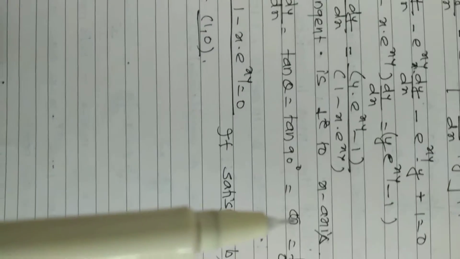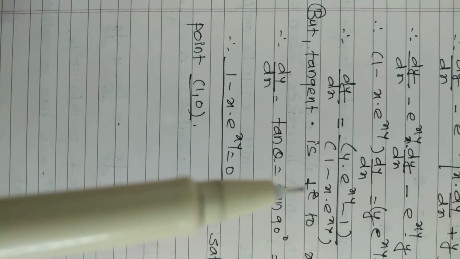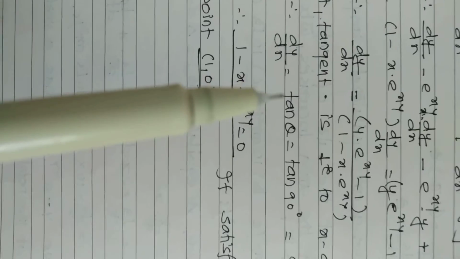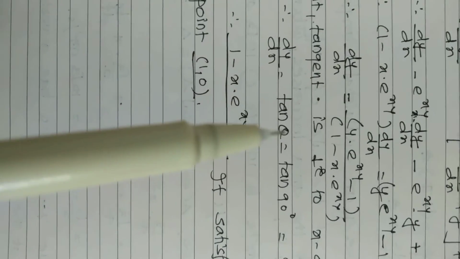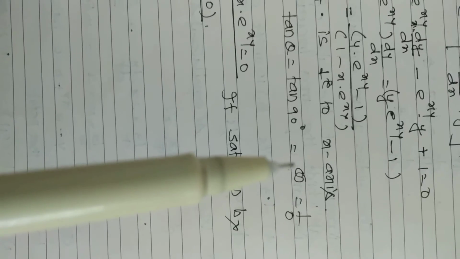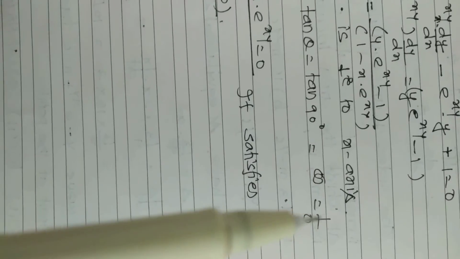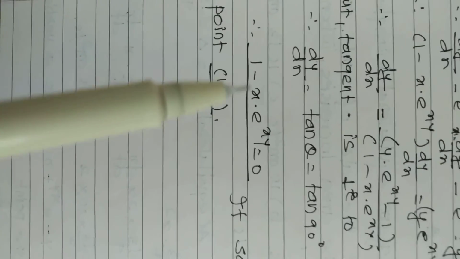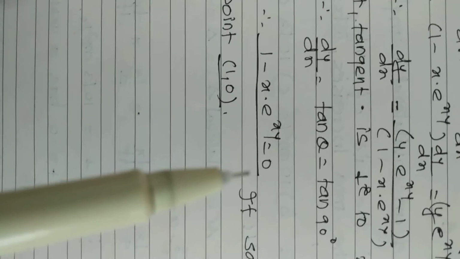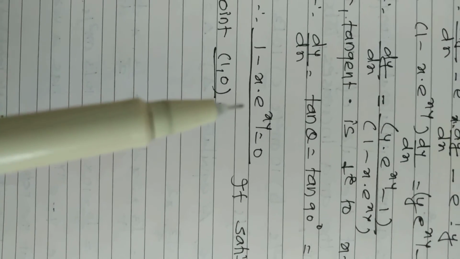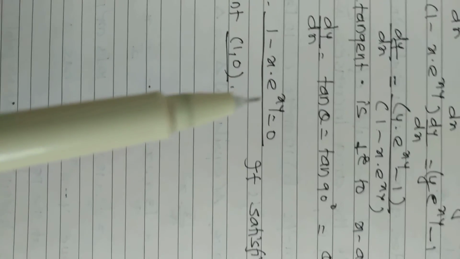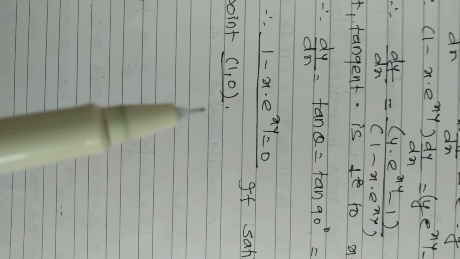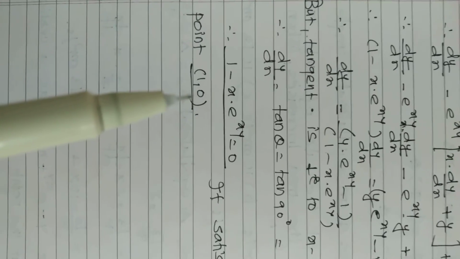But the tangent is perpendicular to the x-axis, because of the given information that it is a vertical tangent. Perpendicular means θ is 90°. So dy/dx means tan θ, and tan 90° is infinity, which you can also write as 1 upon 0. If we put that value, then 1 minus x e^(xy) equals 0. So we just have to check which option satisfies this equation. The correct option is (1, 0). So finally we can calculate the correct answer.